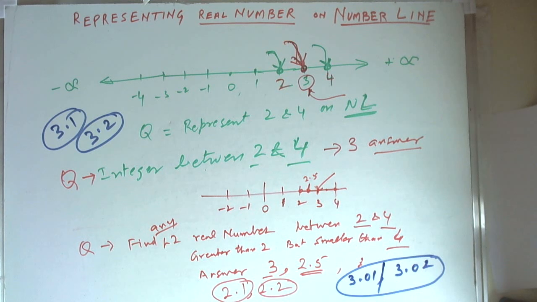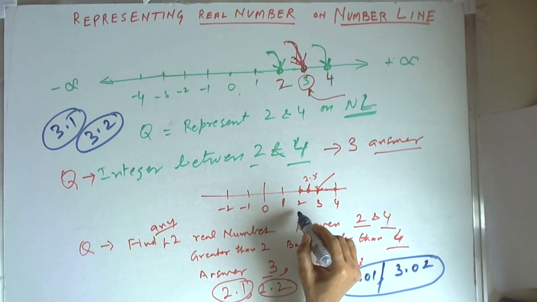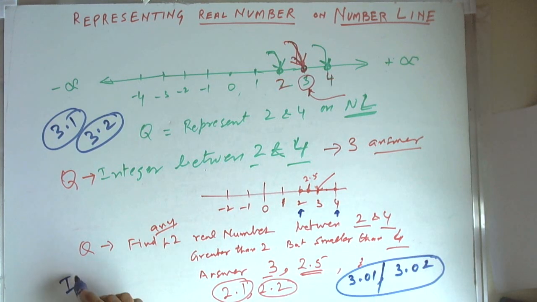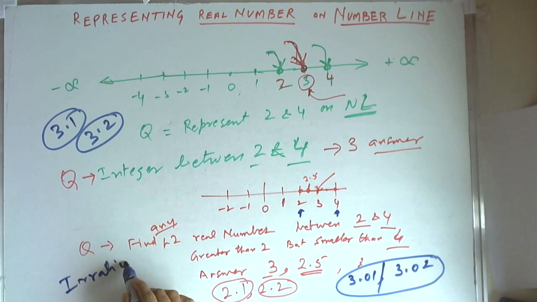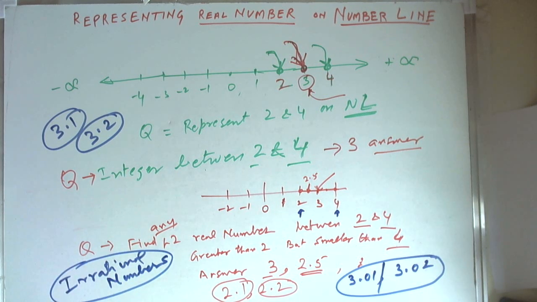However, if it says only a specific type of point like an integer or a rational number or an irrational number, then we need to be very specific. For example, if somebody says find an irrational number between 2 and 4, then we have to be a little careful and we have to only select the answers which are irrational. That we will see in the next video.